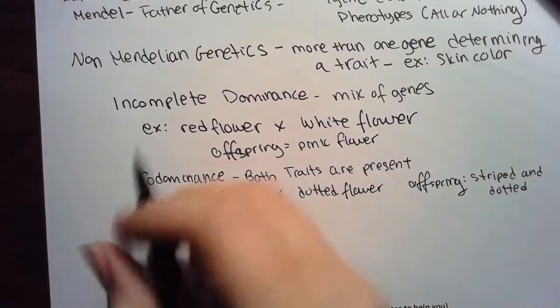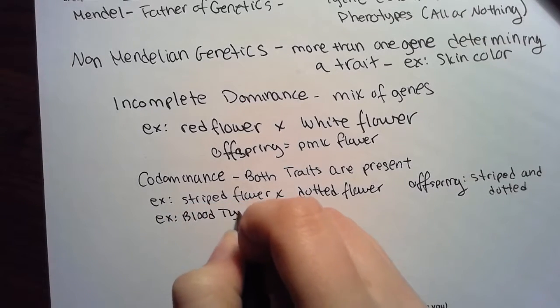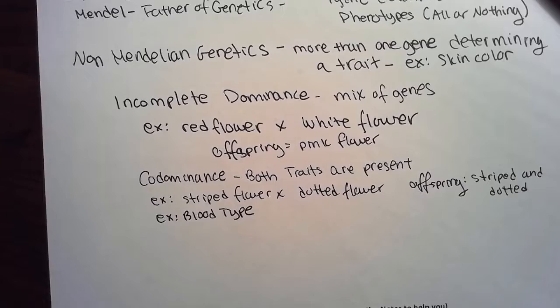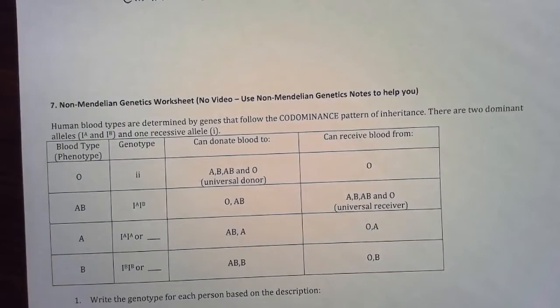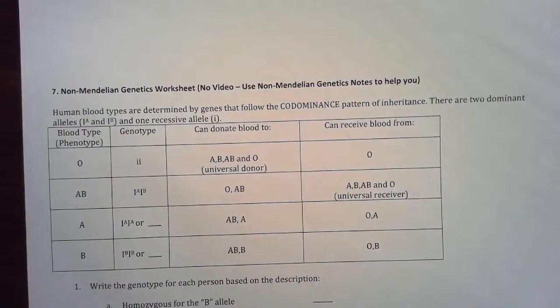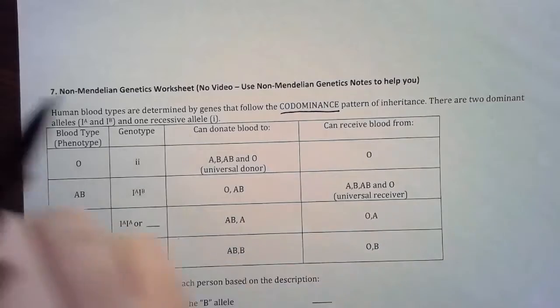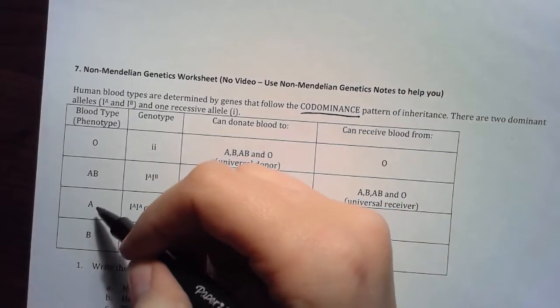Another example of codominance is actually blood type. This is really cool. Every single human has a blood type, and this is actually a codominant example. There are 4 different blood types. We have O, AB, A, and B.